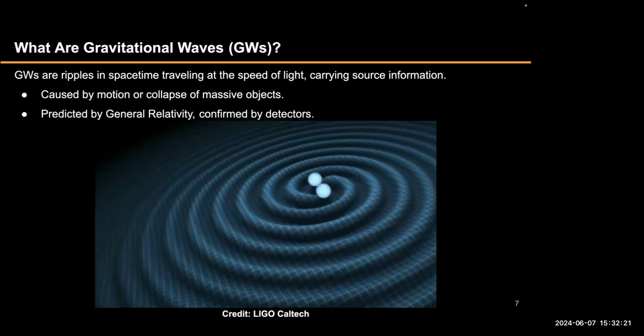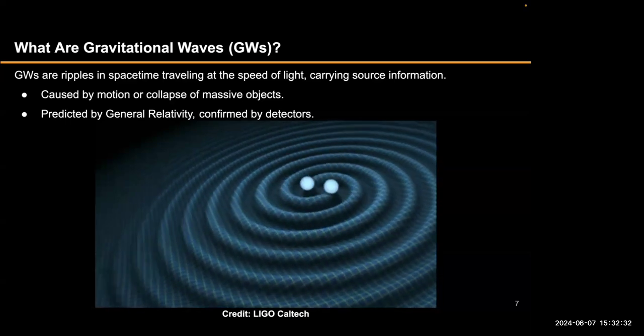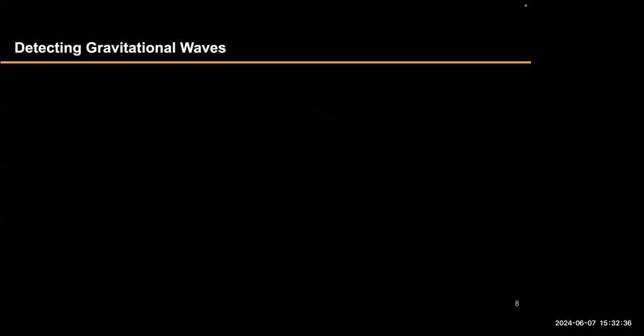But of course, you can also have the collapse of a supermassive star, like a core collapse supernova, and that will also come with the emission of gravitational waves, and this is the type of thing that we are trying to study here. So how do we detect gravitational waves?